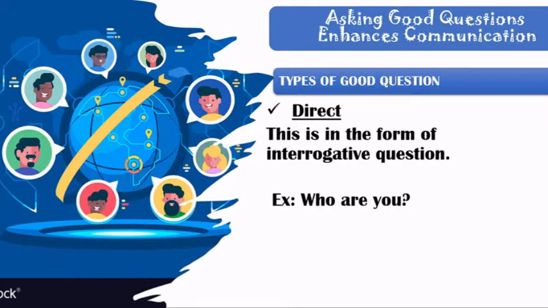Direct. This is in the form of interrogative question. So we have an example here. Who are you? What are you doing? What is that? Where is your hometown? So in here, you are getting a certain bit of information. So you go direct with your question. You don't beat around the bush. It's as direct as it can be.